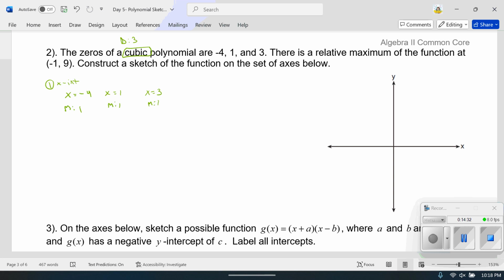And I'm going to put them on the graph. I have 1, 2, 3, and 1, 2, 3, 4. Your degree plus leading coefficient. Your degree is 3. That is odd, so you have opposite arrows.